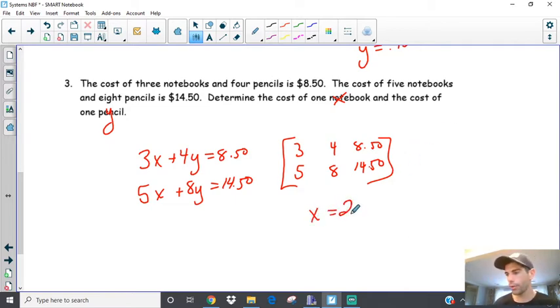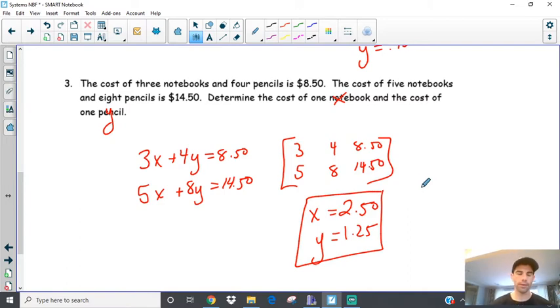Throw that into my calculator, and what I'm going to get is that the cost of a notebook was $2.50, and the cost of a pencil was $1.25. And hopefully you got that answer there.